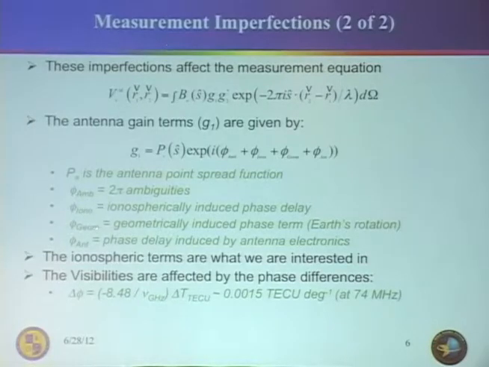These other terms, the geometrically induced phase, this is typically the Earth's rotation, that's actually used and exploited to basically get better coverage of the Fourier space, so that when you try to essentially Fourier transform and recover the sky brightness, you can get much higher spatial resolution. And then the other things are phase terms related to the antenna phase delay, maybe temperature induced, et cetera.